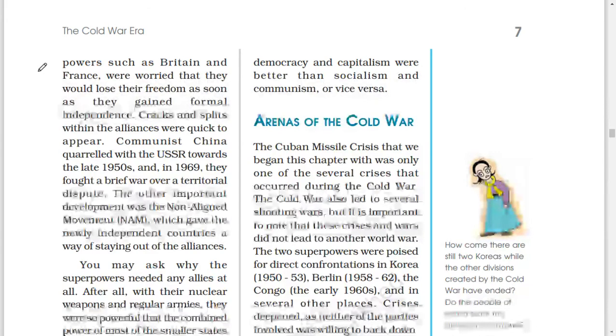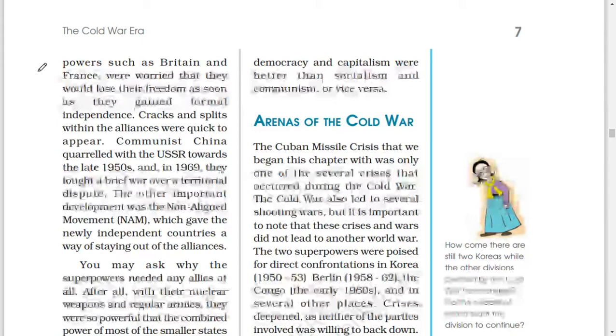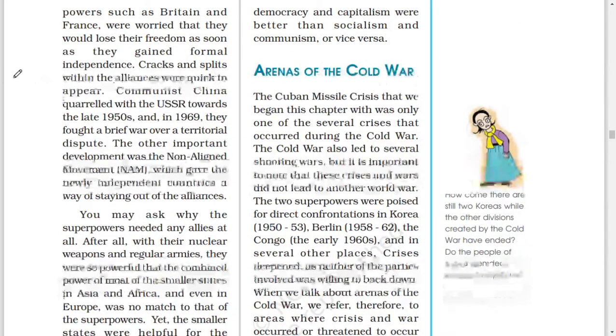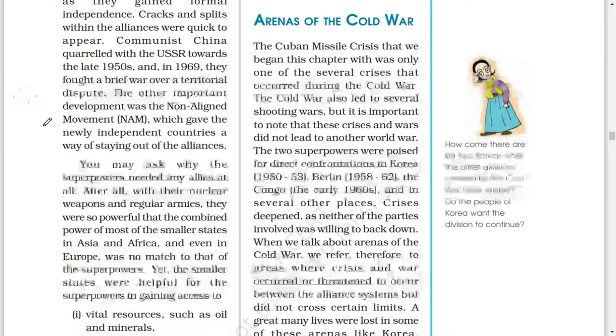Cracks and splits within the alliances were quick to appear. Communist China quarreled with the USSR towards the late 1950s, and in 1969 they fought a brief war over a territorial dispute. The other important development was the non-aligned movement, NAM, which gave the newly independent countries a way of staying out of the alliances.